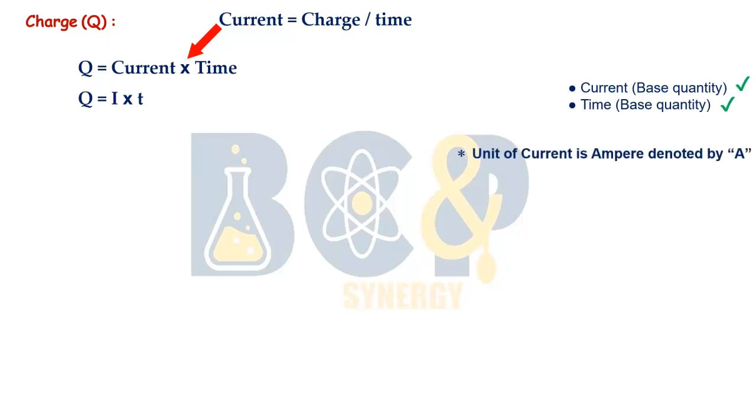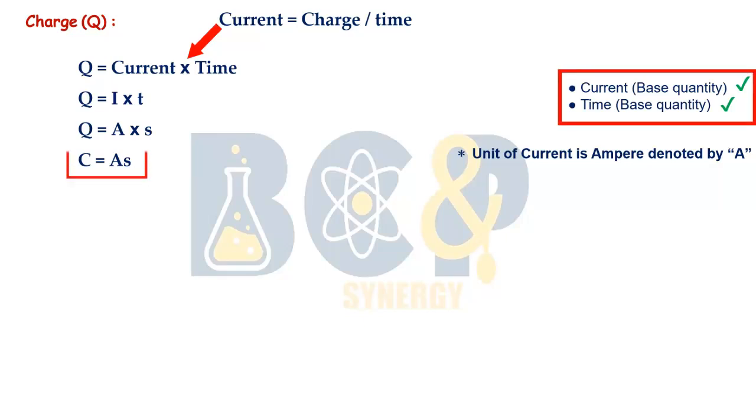Right? Now substituting these units instead of their base quantities, we will get ampere into second. Ampere into second is equal to coulomb. So the unit of charge is coulomb. So coulomb is equal to ampere second.